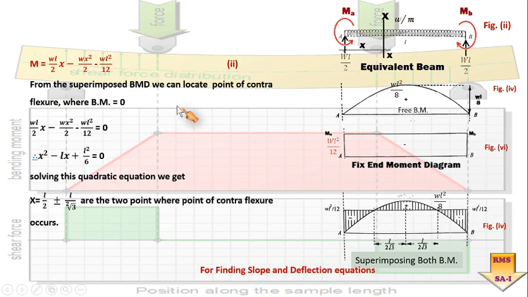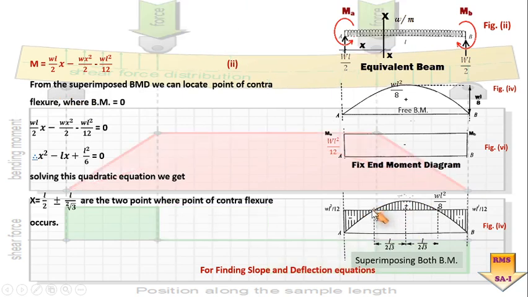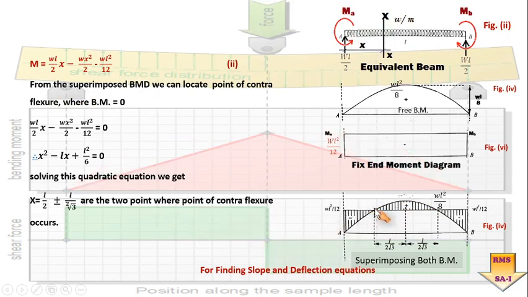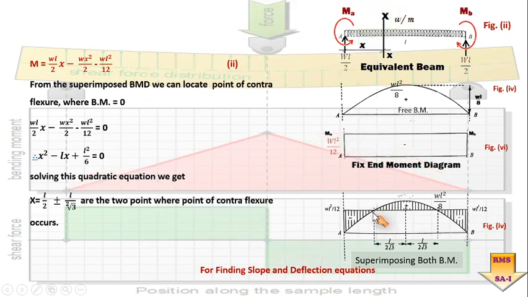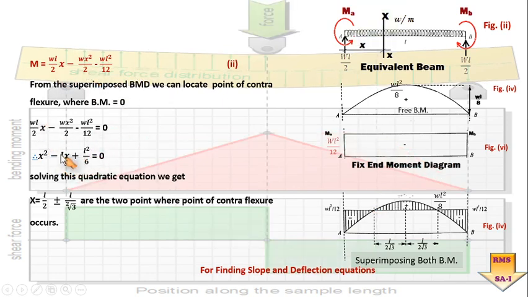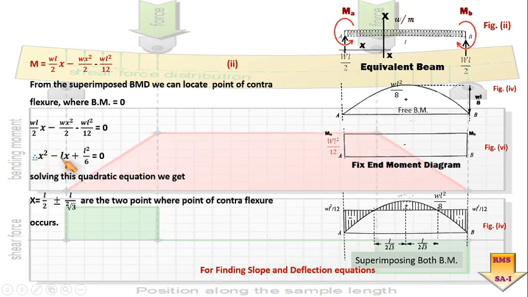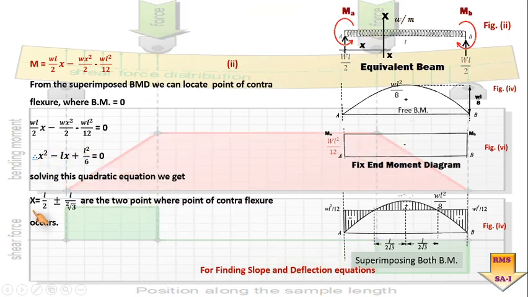Now from the superimposed bending moment diagram in this figure, you can find out the point of contraflexure as we have found out in the earlier case also. For that particular case, I have told you that at this particular point the bending moment is equal to 0. That means whatever bending moment equation we have found out, if I equate it with 0, I will have the simplification of that equation. So here x square minus lx plus l square by 6 is equal to 0. We are getting a quadratic equation. Solving this quadratic equation, I will get the value of x.